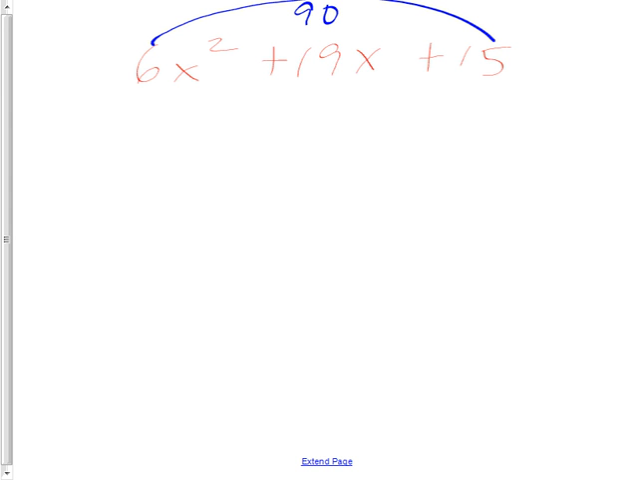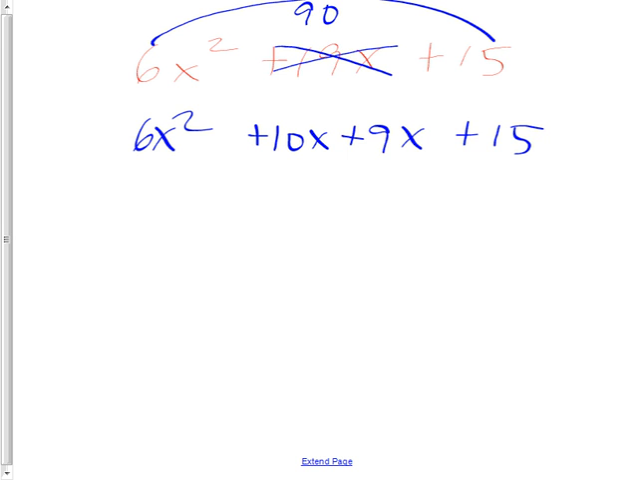You don't say 19x in the middle anymore. You say 10x and 9x. All I did was replace the middle here with this. Do you get that 10x plus 9x is 19x? I didn't do anything different. I just rearranged this thing. Yes, sir?